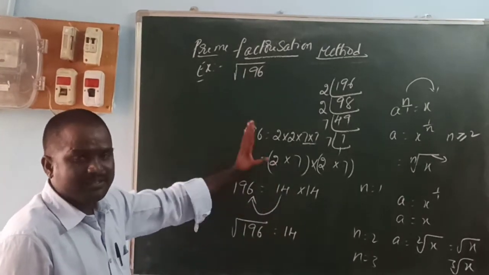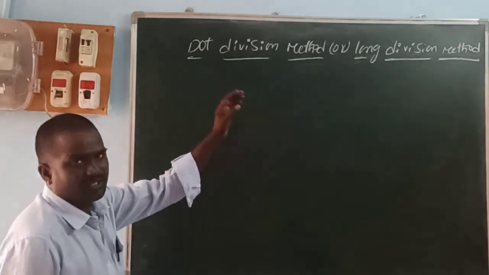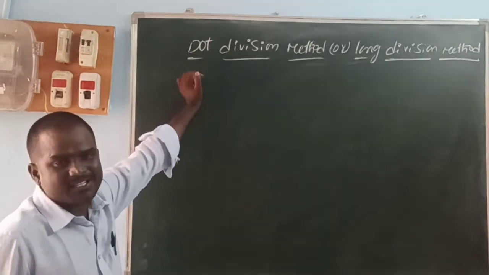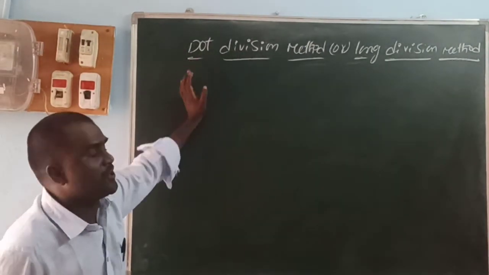Next one is the dot division method. To find the square root of any number by using the dot division method.